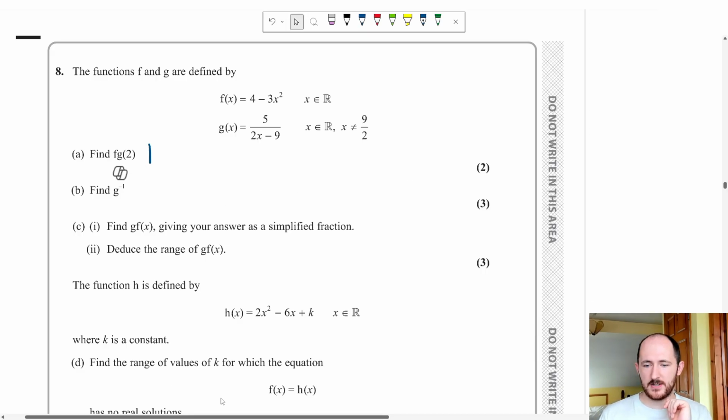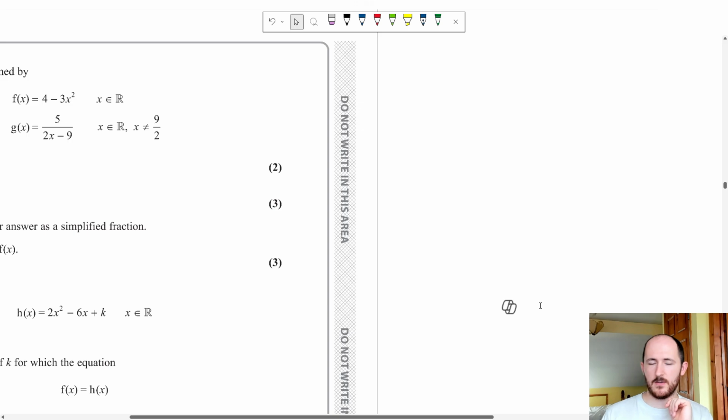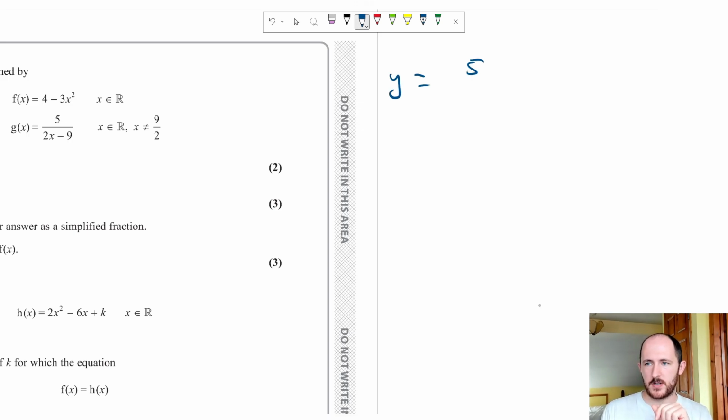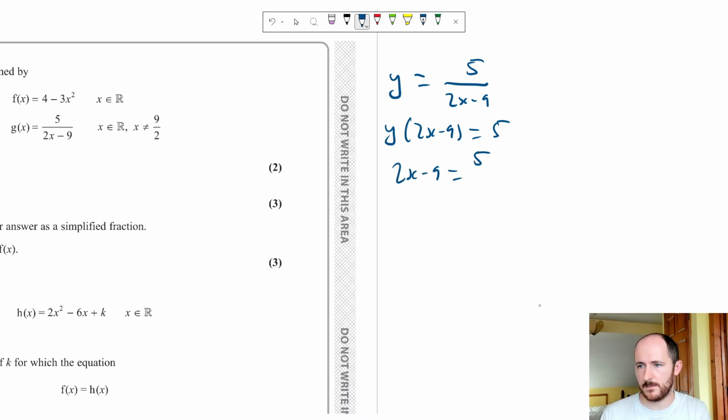Now finding the inverse function, again, it's very similar to how you would do it back in the old GCSE days. You're going to make g of x equal to y, and then you're just going to try and rearrange for x, and then just swap the letters around again. So times both sides by 2x minus 9. Then we're going to divide by y. Then we're going to add 9 over y. And then divide both sides by 2 would probably be the best bet.